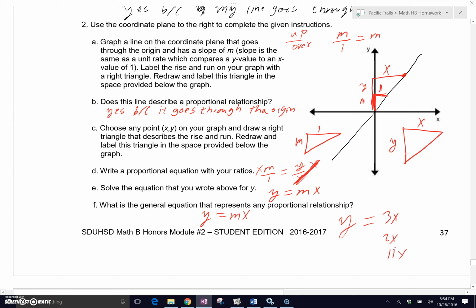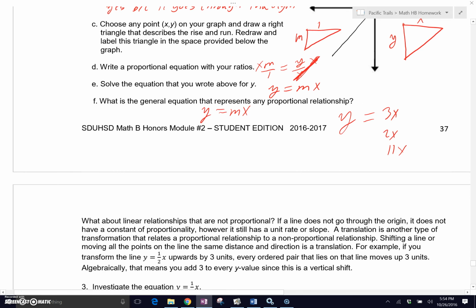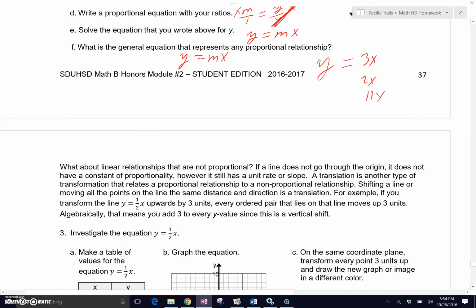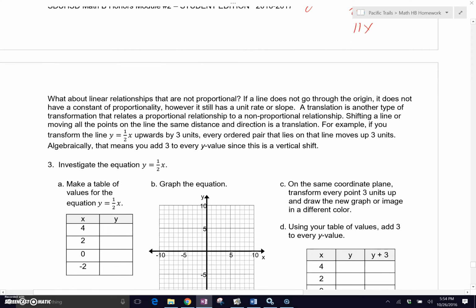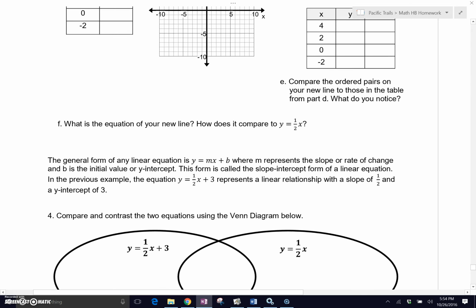All right, so next let's go ahead and look at the second part. This won't always be the case where we have a linear proportional relationship. We've also looked at ones that have a start value or initial value. That's when we're adding another problem. So let's go ahead and look at number 3.